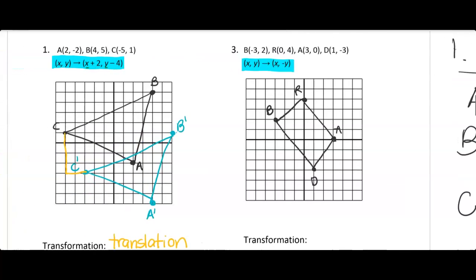So when we plot those points, we'll see that B goes to -3, -2. R goes to 0, -4. A goes to 3, 0. Doesn't change. And D goes to 1, 3.